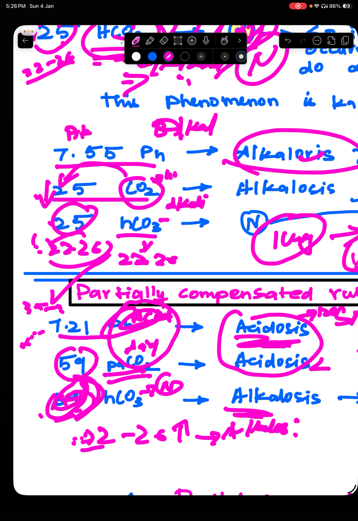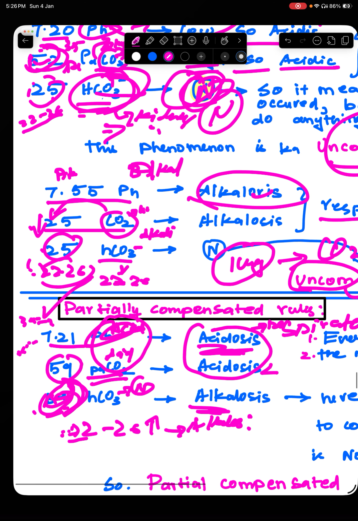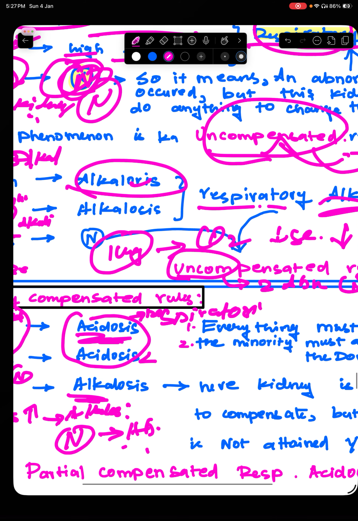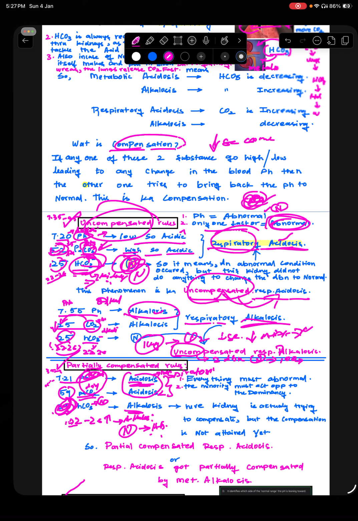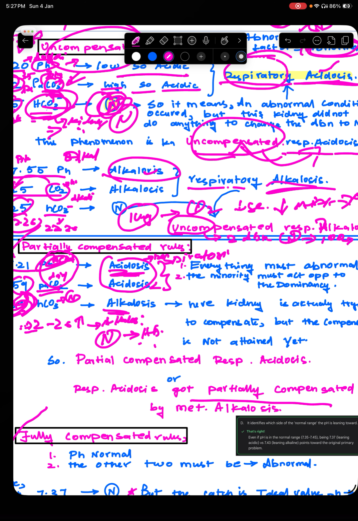What are the kidneys trying to do? They are trying to push hydrogen carbonate ions into the blood, and they are trying to compensate, but not fully compensating. If it were fully compensated, the pH value would be normal, but here the pH value is not normal, and all the other values are also abnormal. So in this particular case, it is a condition of respiratory acidosis partially compensated by metabolic alkalosis.